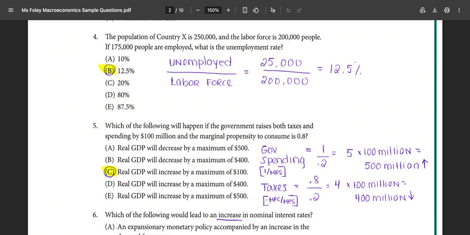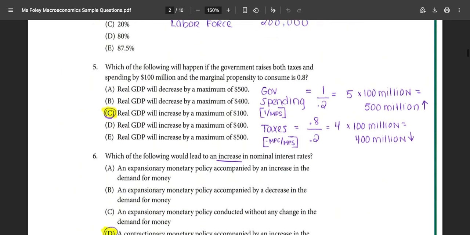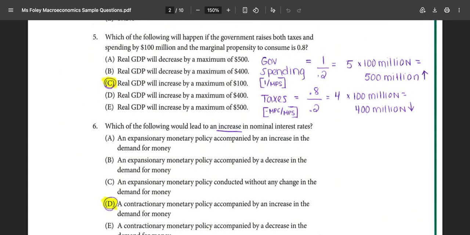So if there's 200,000 people in the labor force and 175,000 people are employed, that must mean that 25,000 of those people are unemployed. We throw that over the labor force and we get a 12.5% unemployment rate. Which of the following will happen if the government raises both taxes and spending by 100 million and the marginal propensity to consume is 0.8?